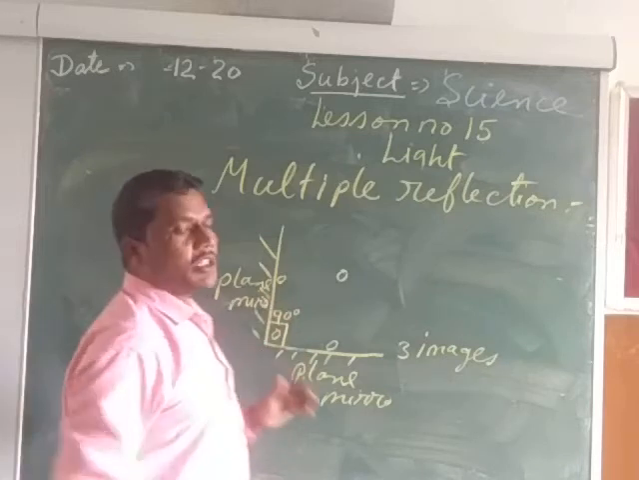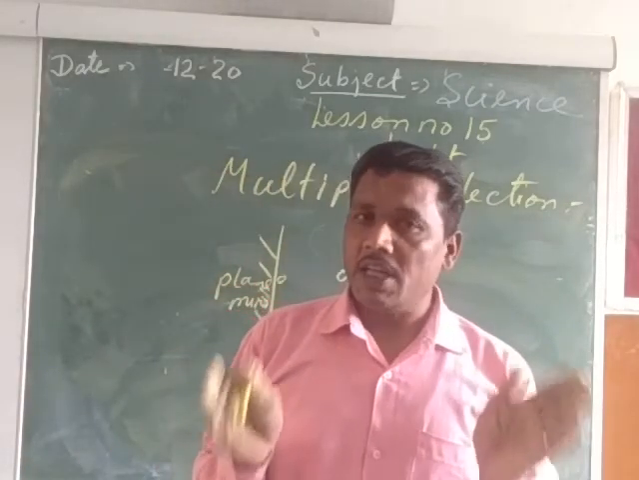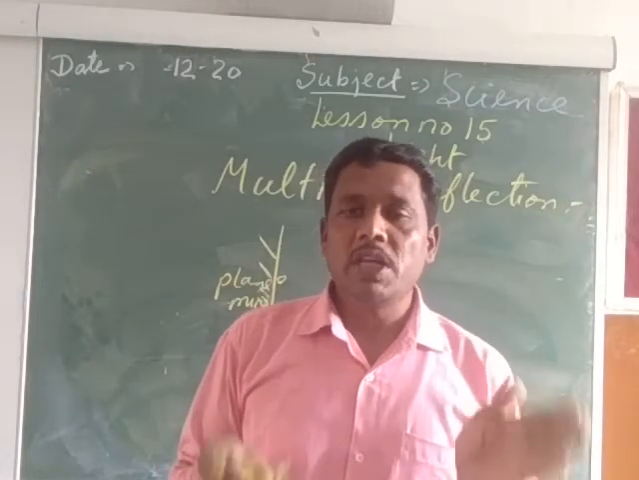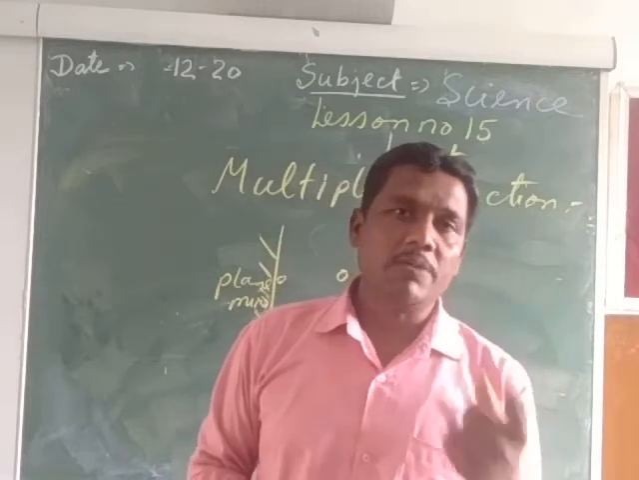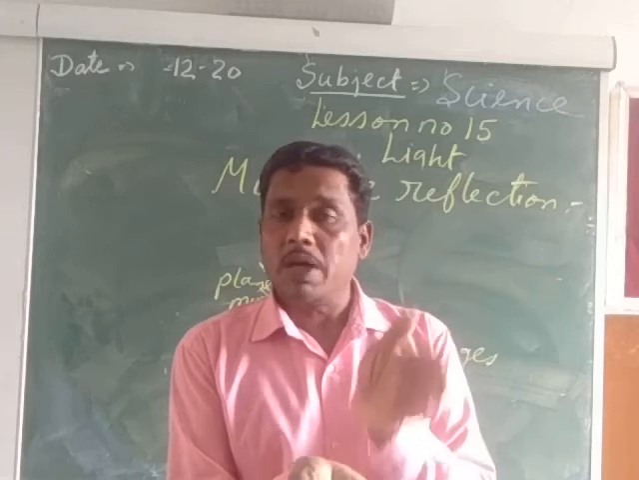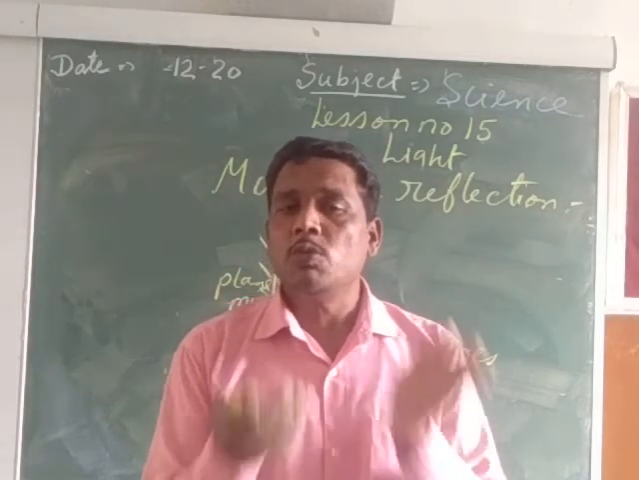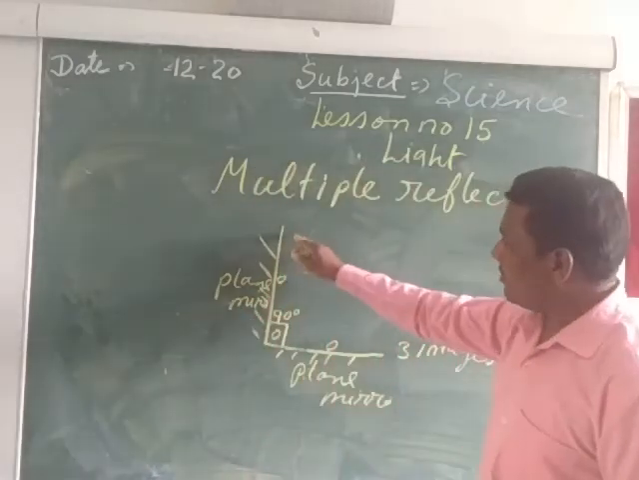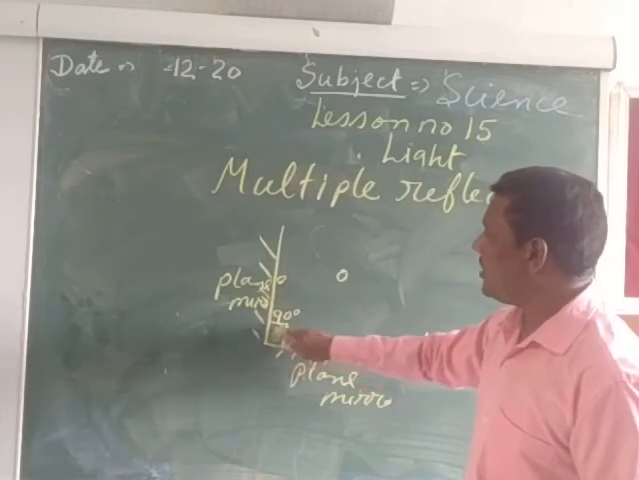So what is multiple reflection? When two plane mirrors are being kept at an angle close to one another, we get more than one image of the object. So my child, actually one plane mirror will give you one image, but suppose two plane mirrors are being kept close to one another by making an angle, we will get more than one image of the object. That is multiple reflection. So can you see, one plane mirror is here, one plane mirror is here. Both of them are making a 90 degree angle.